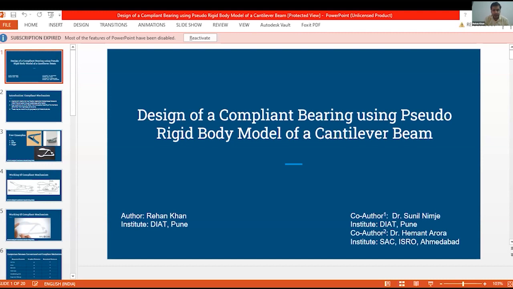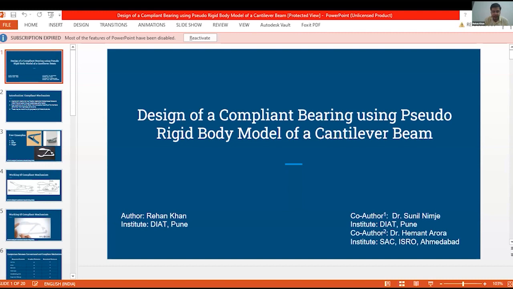So this is the final design which we get. I'll talk about this design. What happens is that we can see that the beam is inserted into a cavity. The reason to do so is to align the center of rotation of each of the beams through the axis of the shaft. We can see that.